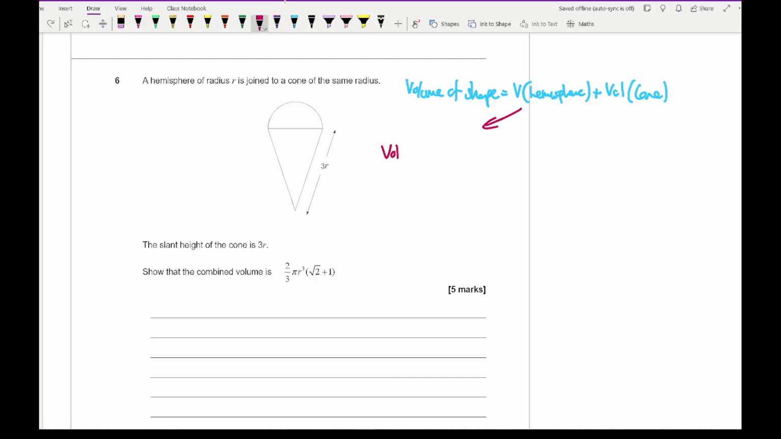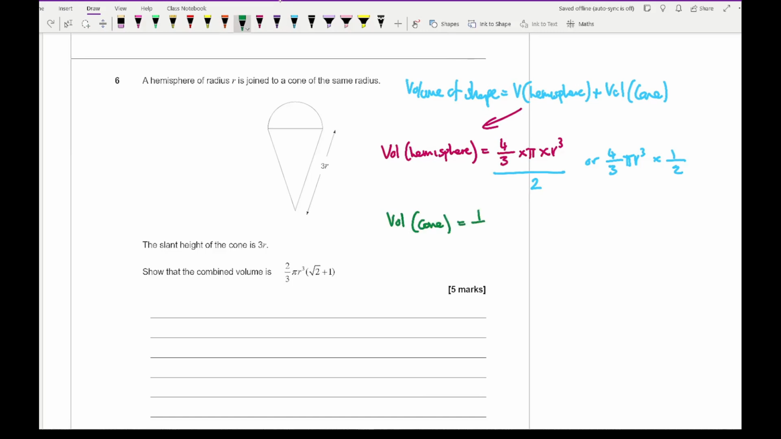Now the volume of a hemisphere is going to be 4/3 times pi times r cubed, and because it's a hemisphere, it's all going to be divided by 2, or we can multiply it by a half. So 4/3 times pi times r cubed times a half, because multiplying by a half or dividing by 2 is the same thing.